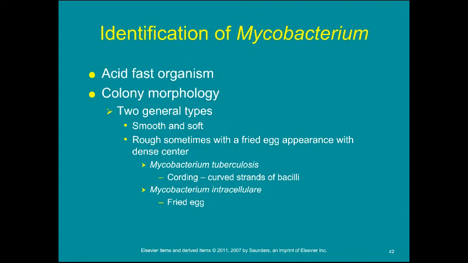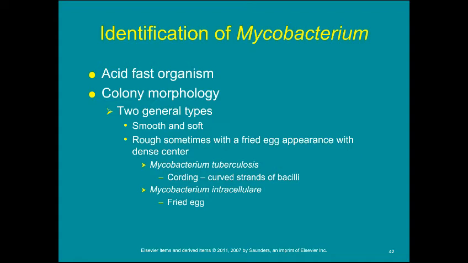for nice to know. So for the identification of Mycobacterium, again, it is an acid-fast organism. The colony morphology, two general types. We have the smooth and soft. We have rough, sometimes with a fried egg appearance with dense center.